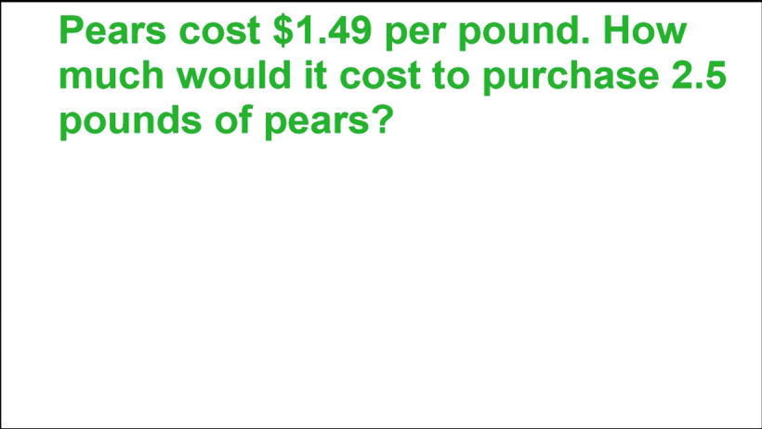Pears cost $1.49 per pound. How much would it cost to purchase 2.5 pounds of pears? Buying things by weight at the grocery store is another thing that you will see frequently. So what type of math are we doing? Multiplication. We can tell because it's $1.49 per pound, right? Go ahead and give it a try.